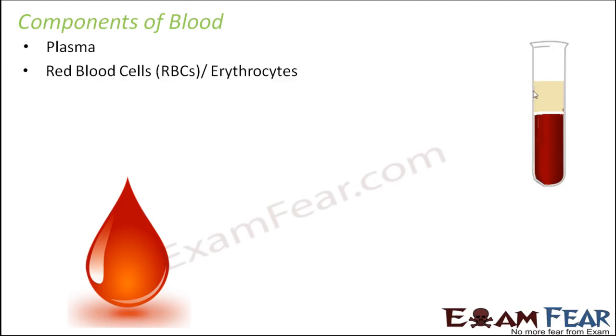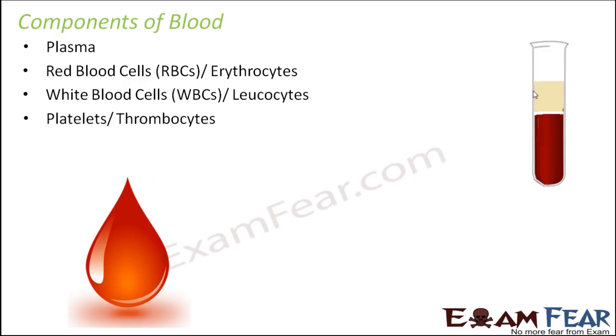The next is the red blood cells or the erythrocytes. So this is another name for red blood cells. Many a times they are abbreviated as RBCs, and we call them RBCs also instead of calling them red blood cells. They are also called erythrocytes. The third component is white blood cells or WBCs, and they are called leukocytes. And the fourth component is the platelets or the thrombocytes.